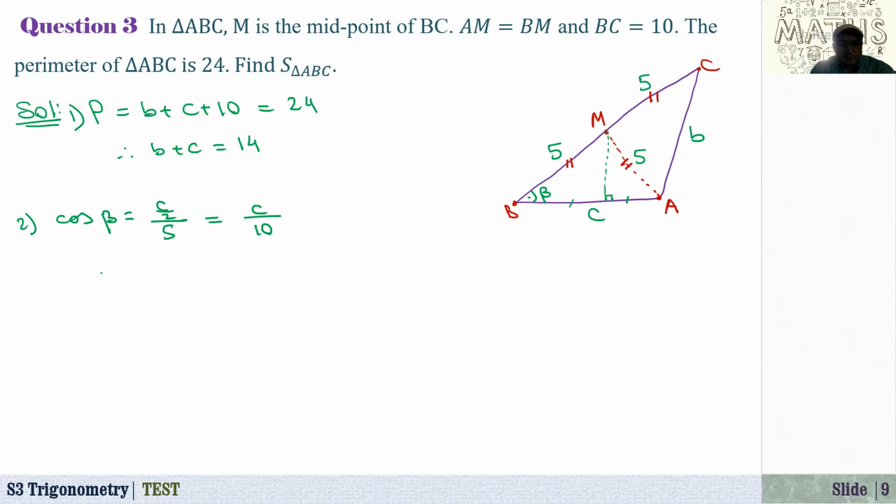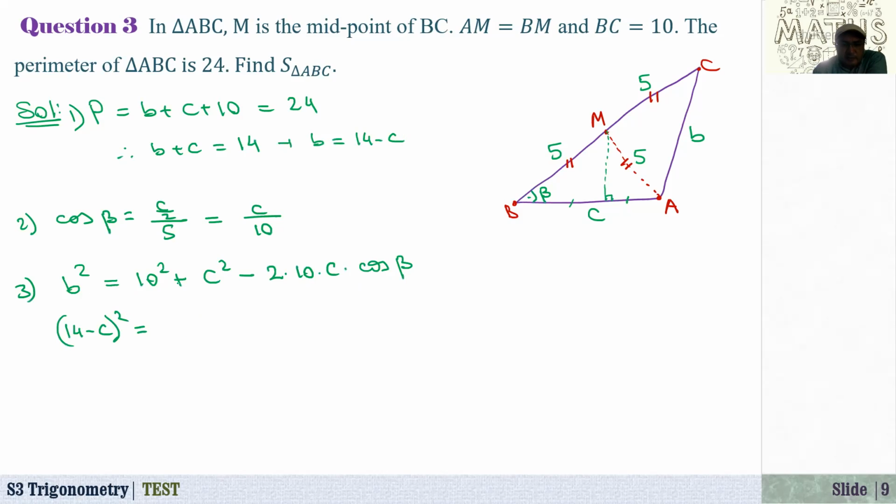On the other hand, in triangle ABC, if you use cosine theorem, what is b squared? b squared is equal to BC squared, that's 10 squared, plus AB squared, that's c squared, minus 2 times 10 times c times cosine of beta. Now from this relationship, we can find b in terms of c. That's equal to 14 minus c. So if we substitute here, we'll get an equation in terms of c. b is 14 minus c, squared. And here 10 squared, that's 100, plus c squared minus 2 times 10 times c times cosine of beta, which is c over 10. So this 10 cancels, that's equal to just minus 2c squared.